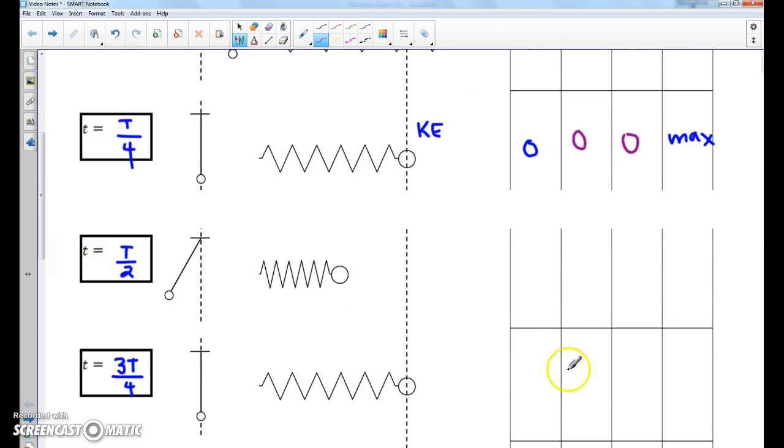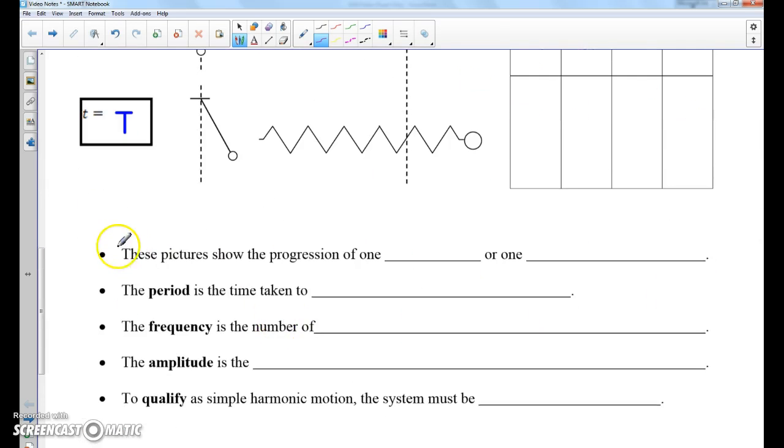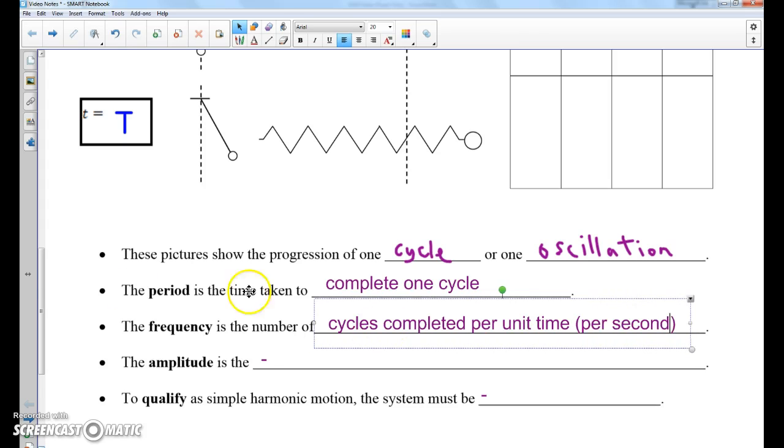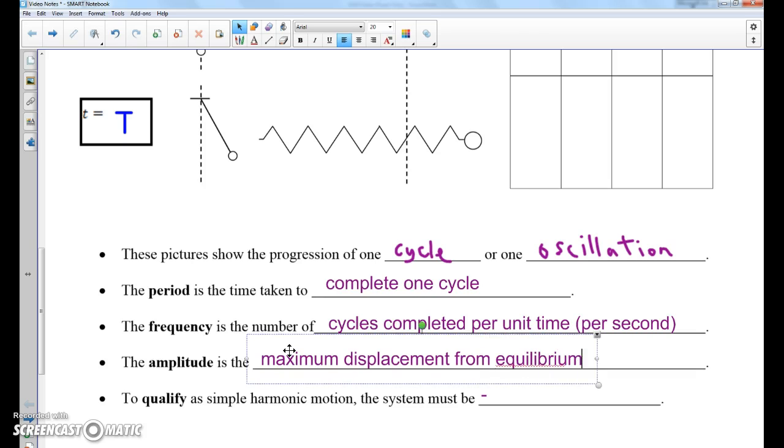So I'd like you to fill out the rest of this chart using what we've learned. And what are we seeing here in the picture? This is the progression of one cycle, or one oscillation. The period is the time it takes to complete one cycle. So I'll let you fill that out. The frequency, as we know, is the number of cycles completed per unit time. So in the case of SI units, that's per second. And the amplitude, what's that? The amplitude is the maximum displacement we reach from equilibrium.